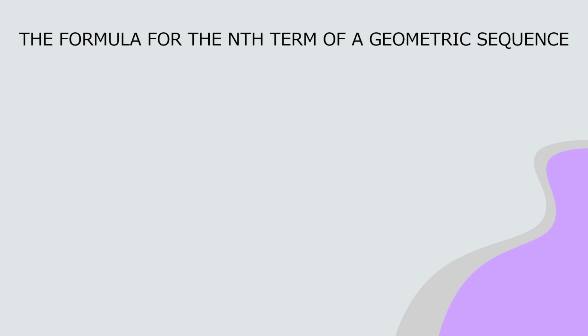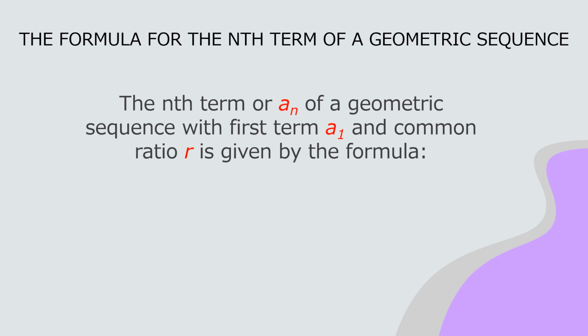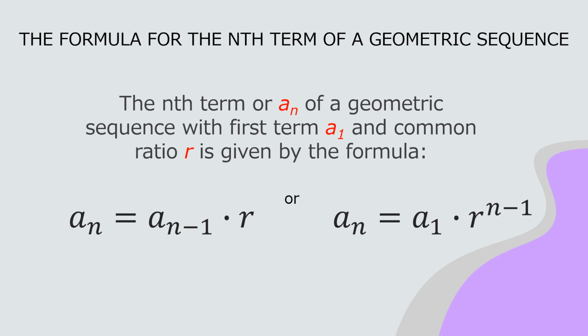The formula for the nth term of a geometric sequence. The nth term, or a sub n, of a geometric sequence with first term a sub 1 and a common ratio r is given by the formula a sub n is equal to a sub n minus 1 times r, or a sub n is equal to a sub 1 times r to the n minus 1.